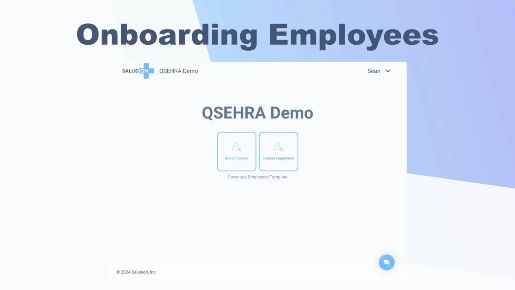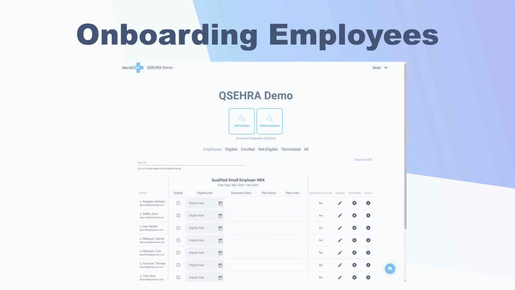Now that the QSEHRA is created, the next step is to onboard employees that are not in an excluded group. To add an employee to Salusion, click Add Employee. To add multiple employees at one time, download the Excel template, populate it, and click Upload Employees. To remove an employee, click the Terminate button next to the employee's name.